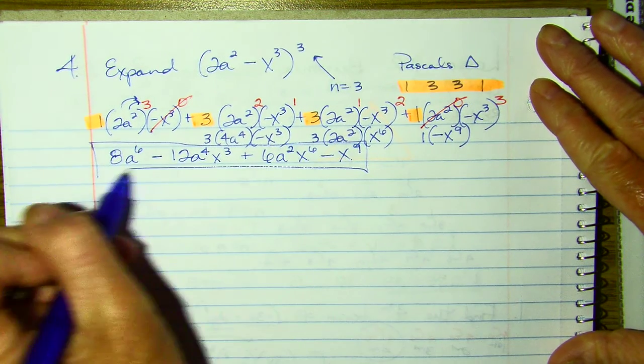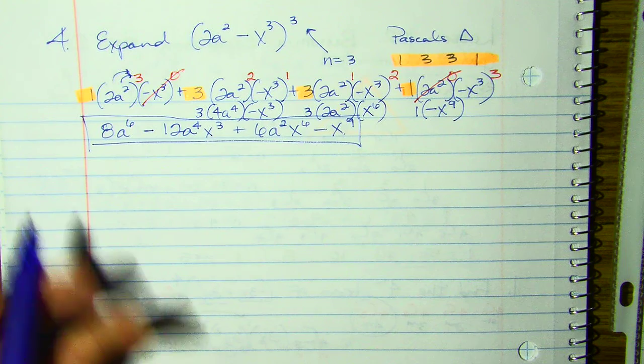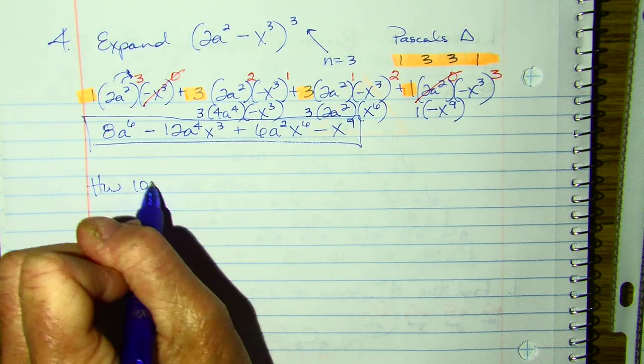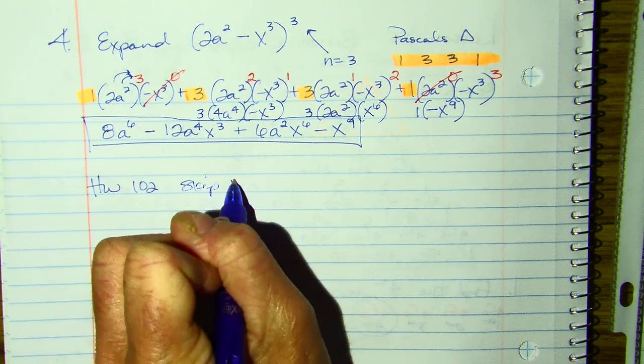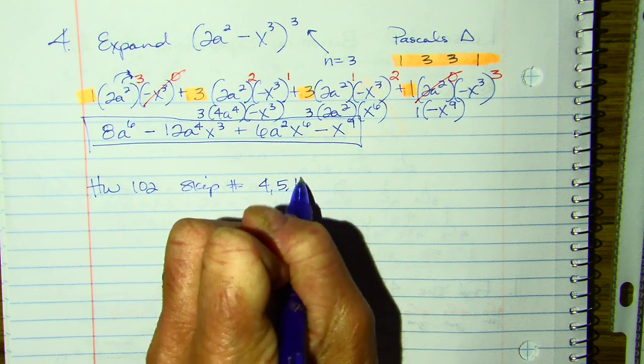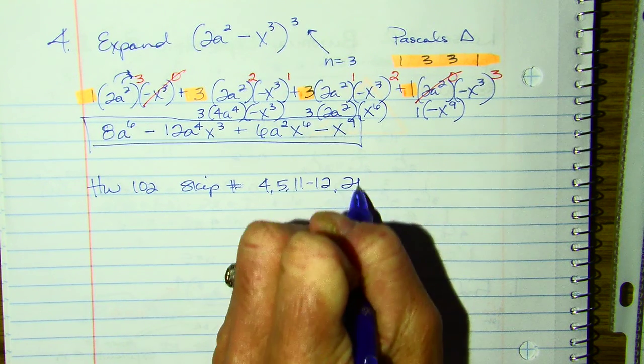That is my answer. The homework for 102, you're going to skip numbers 4, 5, 11 through 12, 21, and 27.